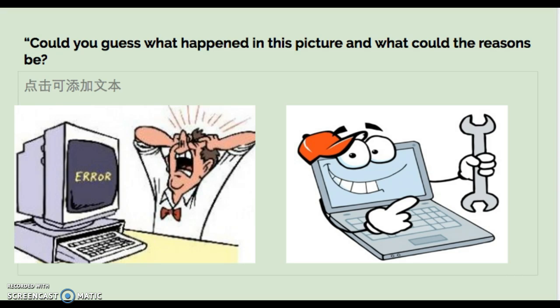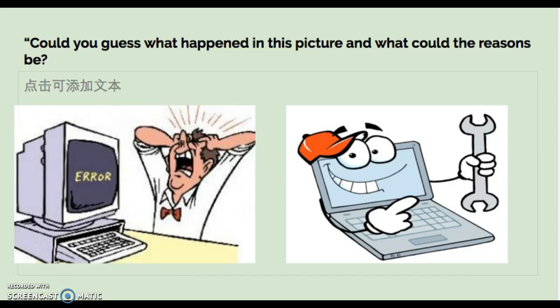So first of all, I will show them some pictures. Probably I will divide them into 4 groups, depending on the number of the students, and give them some pictures which show computer problems. I will ask them to guess what happened in the picture, what they can tell from the picture, and what the reasons could be.